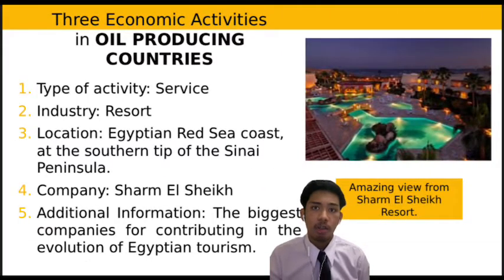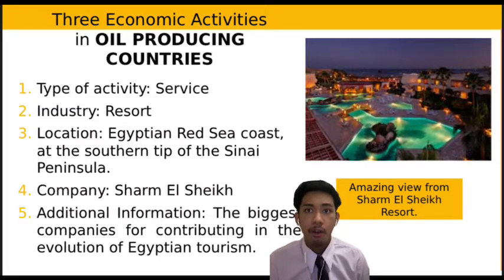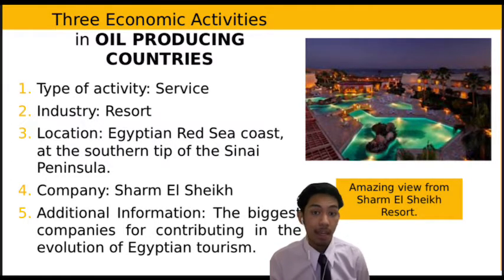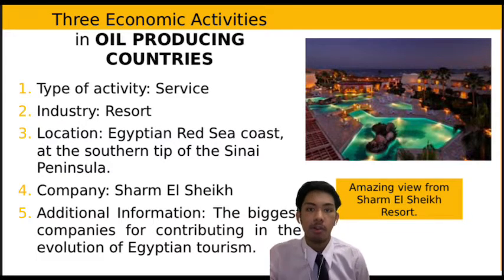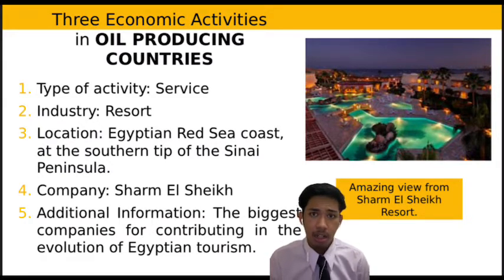Moving on, the next commodity in oil producing countries is services. For example, the service that I mean is the resort industry, which takes place in Egypt, and the company that leads this is Sharm El Sheikh. For your information, this company is the biggest company contributing to the evolution of Egyptian tourism.